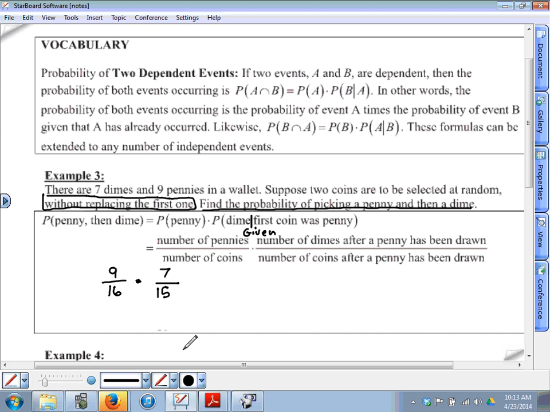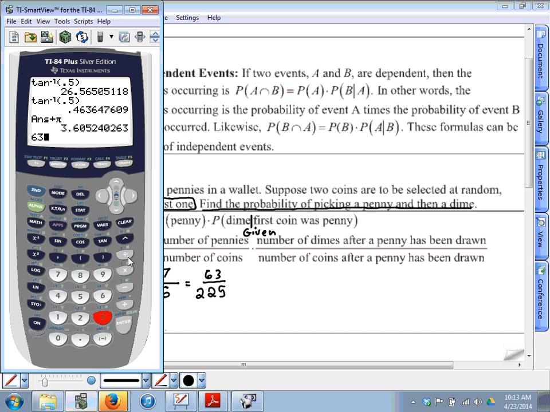So how would you write the first one with the penny? 9 times 7 is 63. 15 times 16 is 225. Now this does simplify. 63 out of 225, you're going to have to simplify it either on your fraction or on your calculator or on your own. 63 divided by 225.